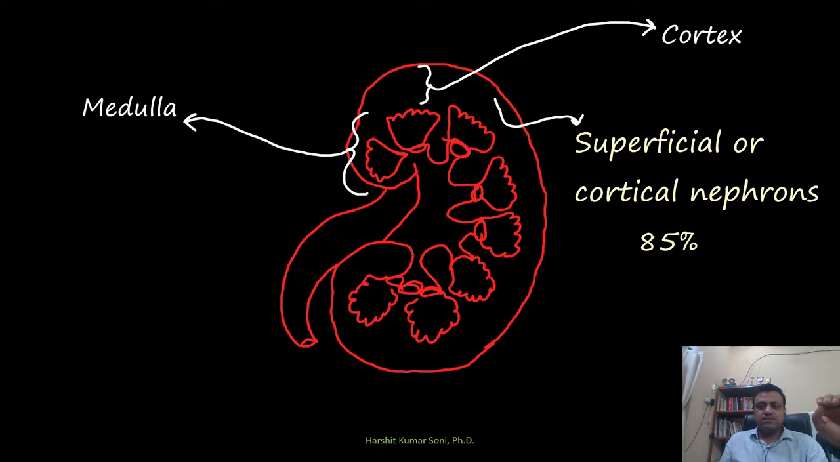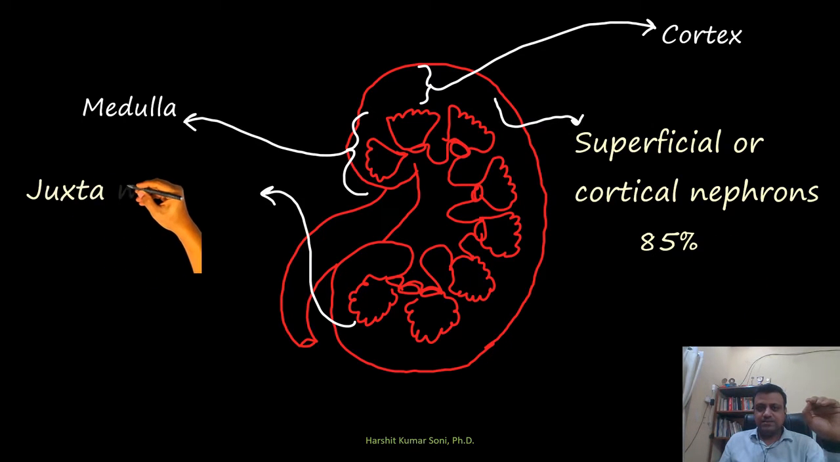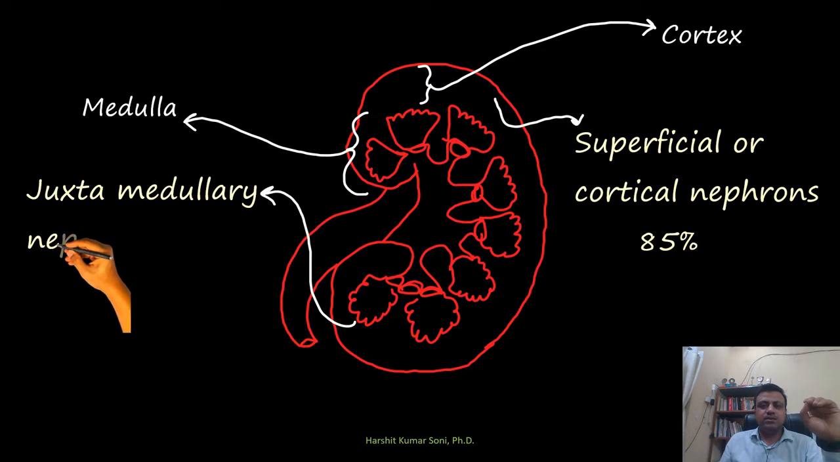The Malpighian bodies of these nephrons are very close to the superficial part of the cortex, and the loop of Henle dips only a little into the medulla, but their collecting duct and duct of Bellini are present in the cortex. Now, the nephrons present in this area are called juxtamedullary nephrons. They are around 15% of total nephrons. The Malpighian body of these nephrons is also present in the cortex, close to the medulla, but the rest of the part is present in the medulla.